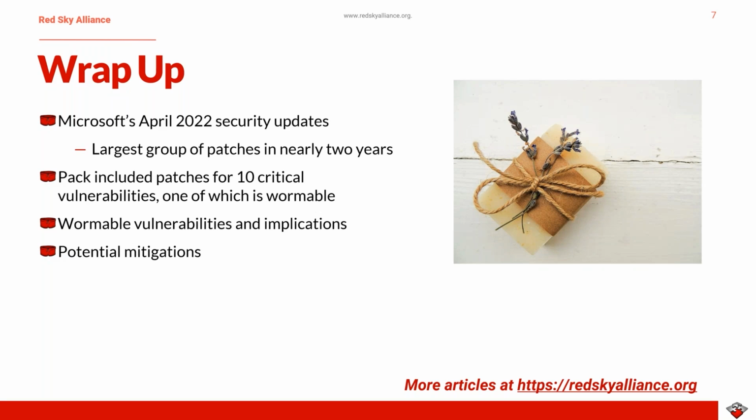So let's wrap this up. We discussed a little bit about Microsoft's April 2022 security updates and how it is one of, if not the biggest group of patches in 2 years. We highlighted that this pack of updates included patches for 10 critical vulnerabilities, including one of which that was wormable. We gave a brief overview of the vulnerability in question and that this patch was addressing, along with a quick definition of what it means for a vulnerability to be wormable. Lastly, we highlighted a 4-step process from Cisco on how to mitigate and respond to worm attacks.